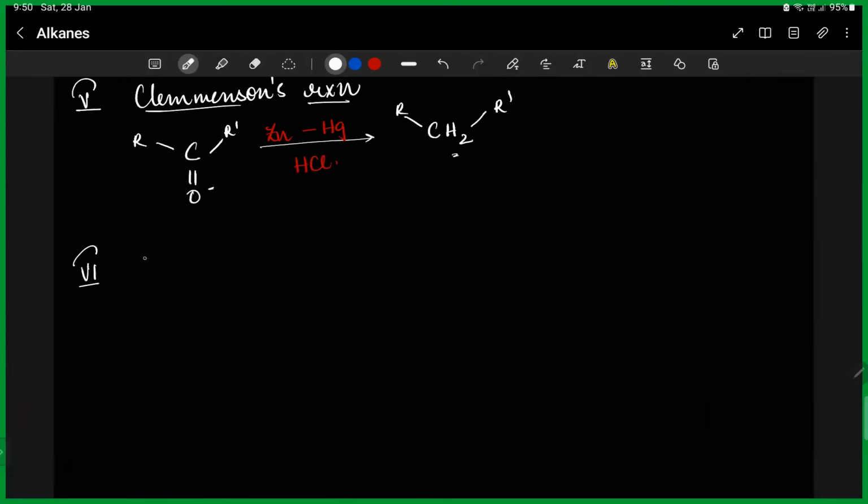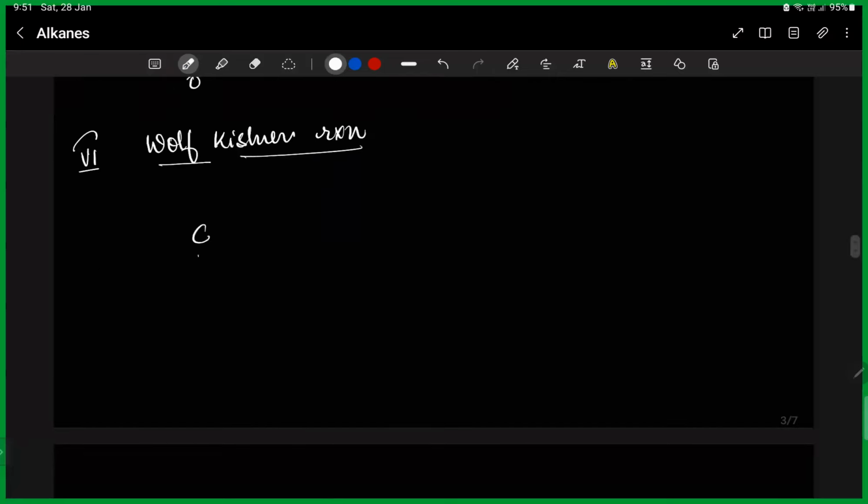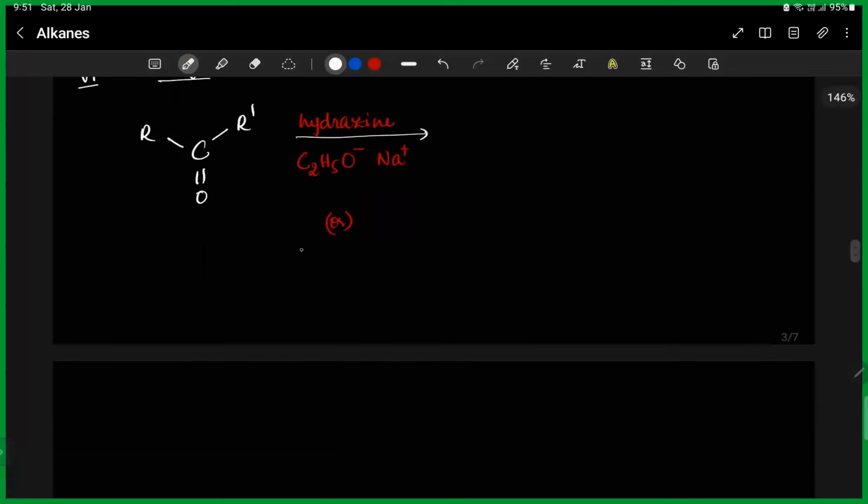You have to just remember that remove the double bond and put two hydrogens. So after Clemmensen reaction, we have Wolff-Kishner reaction, a very famous reaction. Wolff-Kishner reaction or reduction. So you take the carbonyl compound and here you will use Wolff-Kishner reagent. What is Wolff-Kishner reagent? It is hydrazine in presence of C2H5O minus and Na plus in this medium, or you can do it another way like this.